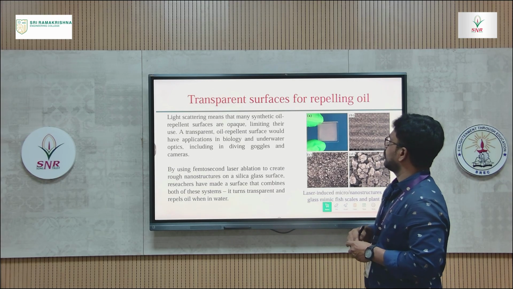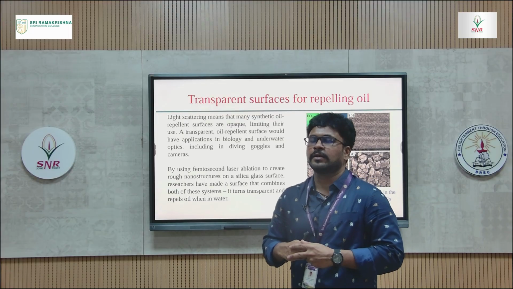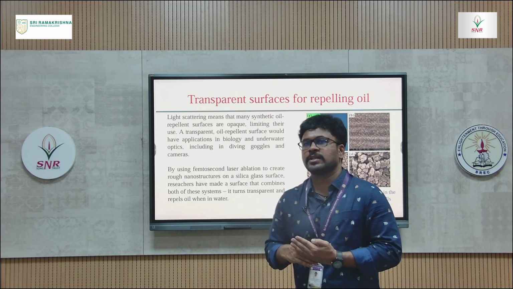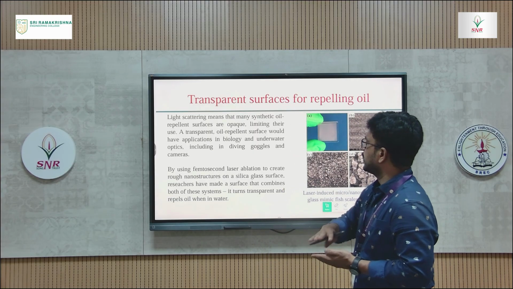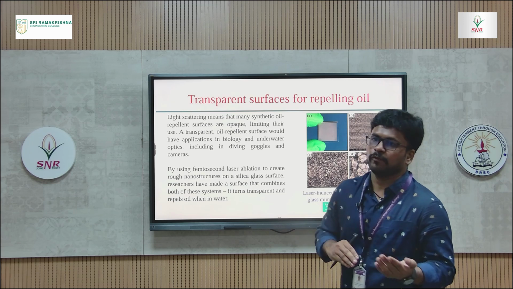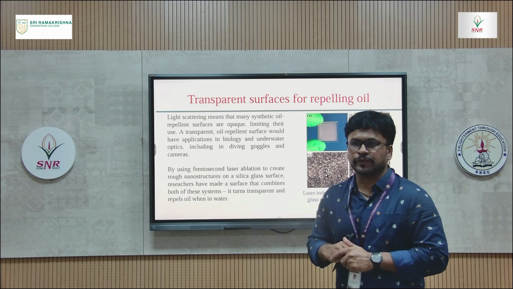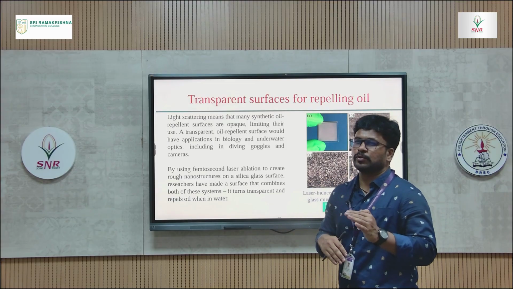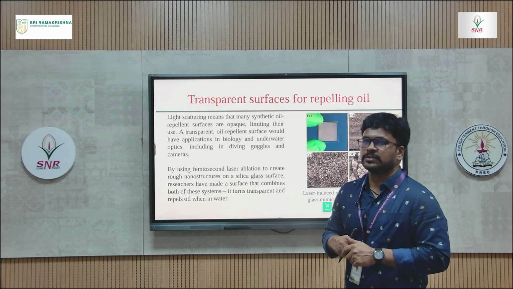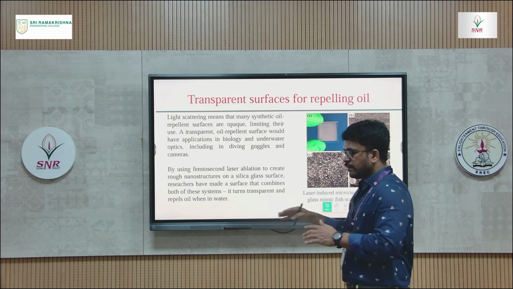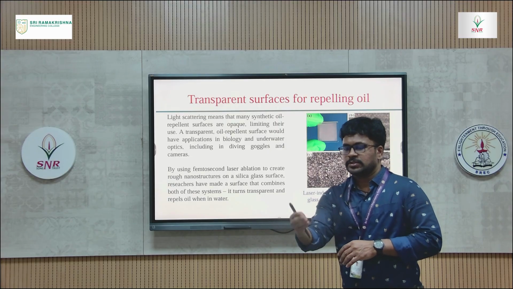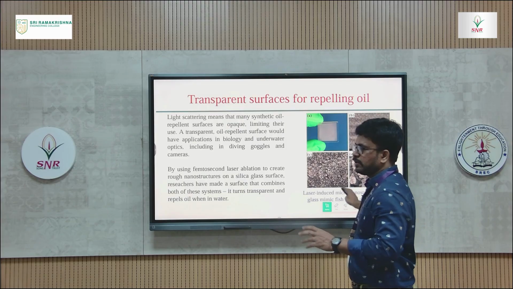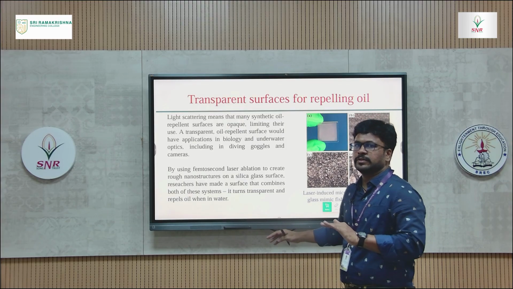Transparent surfaces from repelling oil, that's what I said in the previous slide. So repelling oil from fish scales, we can use for self-cleaning purposes and oil-repellent surfaces. Not only water repellent, oil-repellent surfaces are also needed for our advanced technologies. We use them in cars, transport and automobiles. Even on floors, oil can be poured on water where we cannot see whether the oil is there or not, so it can be repelled to find out whether the floor has oil or not.